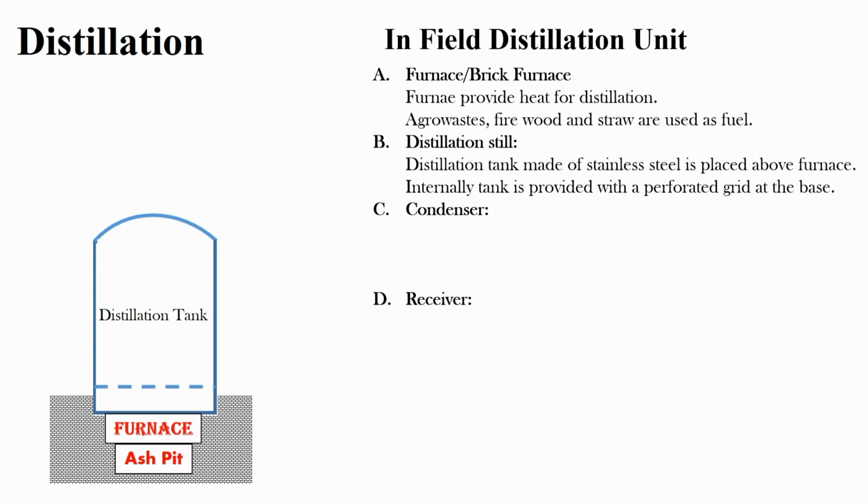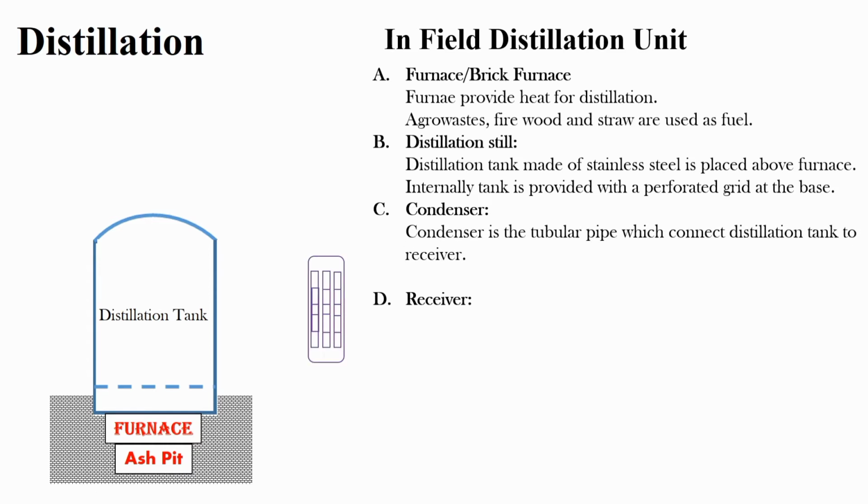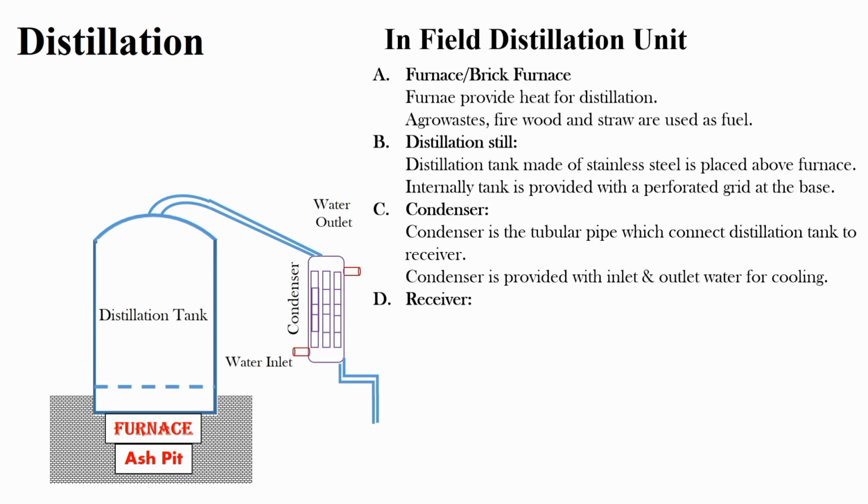The third part of the distillation unit is the condenser. Condenser is a tubular pipe which connects the distillation tank to the receiver. Condenser is provided with inlet and outlet water for cooling. The fourth part of the distillation unit is the receiver. The receiver is placed below the condenser.